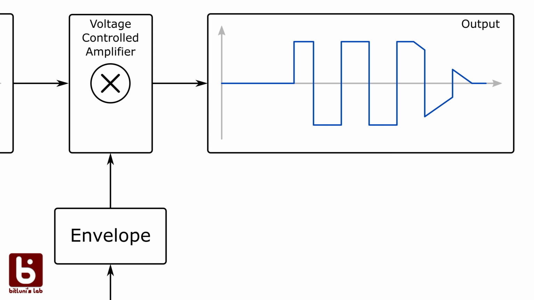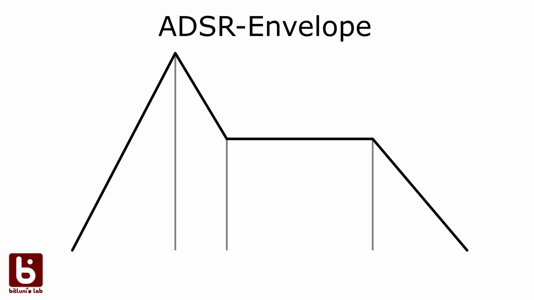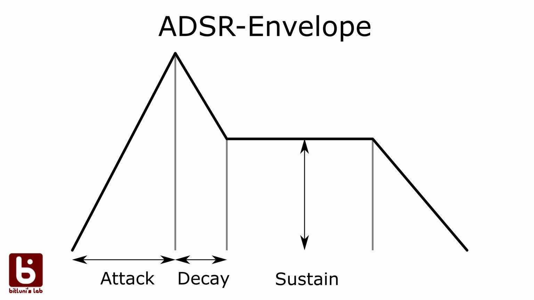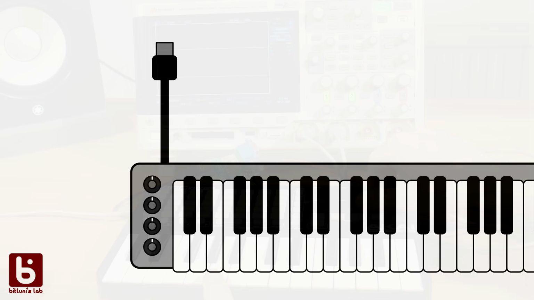The most common envelope is ADSR. That stands for its parameters: attack, decay, sustain and release. Attack, decay and release are durations. Sustain is the amplitude for the remaining portion of the gate while the key is held down. We could pre-configure these parameters or we can utilize MIDI controller change messages to adjust them.